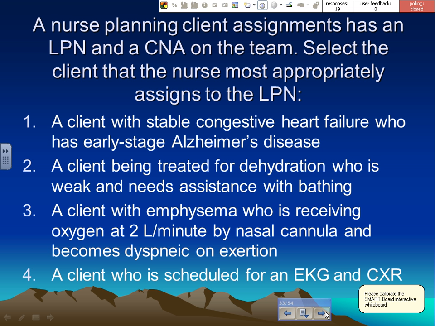So the nurse planning client assignments has an LPN and a CNA on the team. Select the client the nurse most appropriately assigns to the LPN. The client with stable congestive heart failure has early stage Alzheimer's. Client with dehydration, weak, needs assistance with bathing. The client with emphysema, receiving oxygen at 2 liters by nasal cannula and becomes dyspneic on exertion. The client scheduled for an EKG and a chest x-ray.